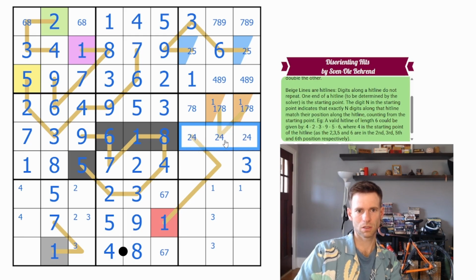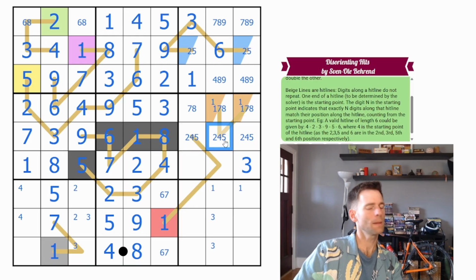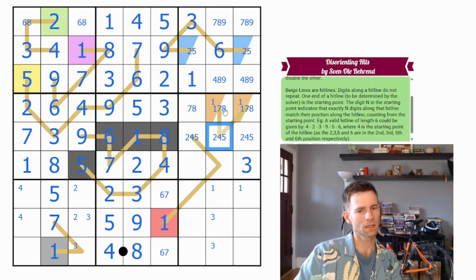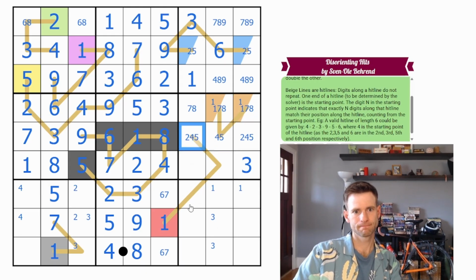2, 4, and 5. This can't be a 2, this one here, because then it would also be in the correct position. And there's only one correct position on this line, the 1. This can't be a 4, because then it would be a correct position, so that's not 4.